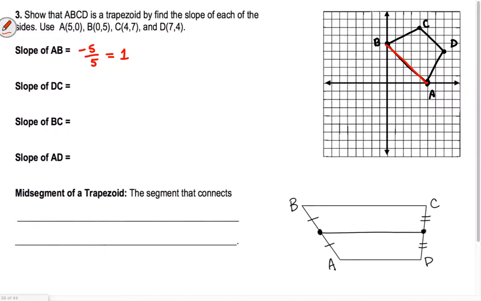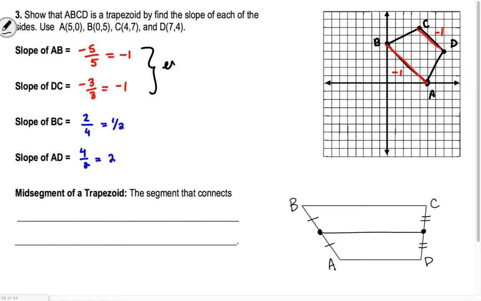For DC, we go down 3 and over 3. So negative 3 over 3 is, oh, sorry, not 1, negative 1, right? So they're both negative 1. So these slopes are negative 1. And I think you can tell BC and AD do not have the same slope, right? So BC, we go up 2 and we go over 4. So it's 2 over 4, which is 1/2. And then in AD, we go up 4 and over 2. So that's 2.